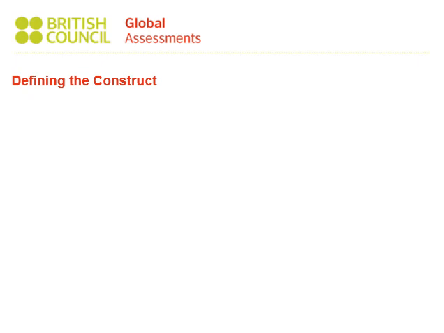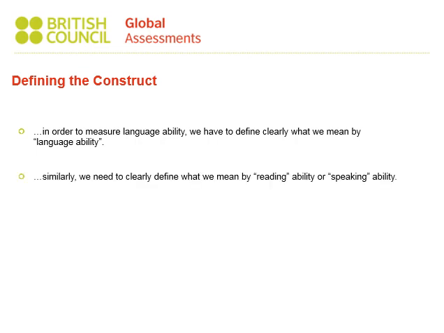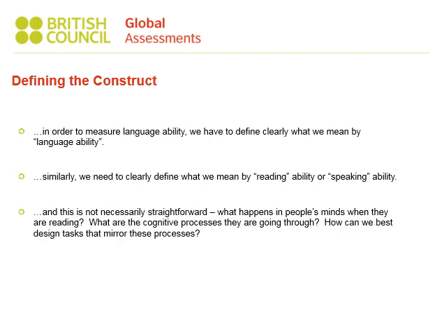So your construct is your theory, essentially, of what's being tested, of what language is. If you want to test language, then you have to know what language is, essentially. So we need to define what we mean by language ability. Similarly, when we say that somebody can read or somebody can speak very fluently, we need to have a very clear definition of what this actually means. And it's not necessarily an easy thing to do.